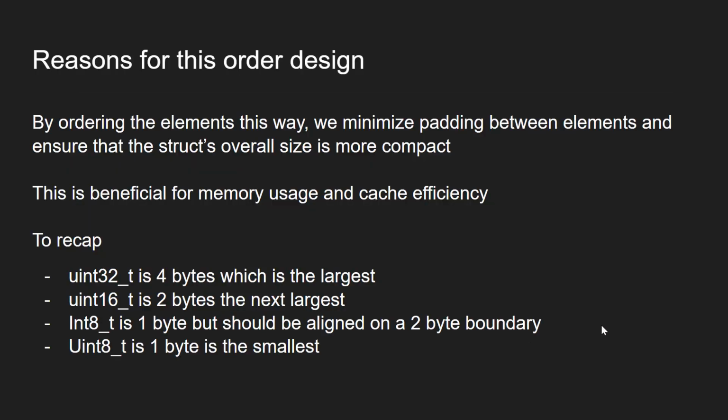The reason for ordering the design this way is that we are minimizing padding between the elements, and ensuring that the struct's overall size is more compact. This is beneficial for memory usage and cache efficiency. Just to recap, uint32 is 4 bytes, which is the largest. uint16_t is 2 bytes, which is the next largest. int8 is 1 byte, which should be aligned on a 2 byte boundary, and uint8, of which we've got 2 variables, is 1 byte, which is the smallest. So that would make the total struct size about 9 bytes.